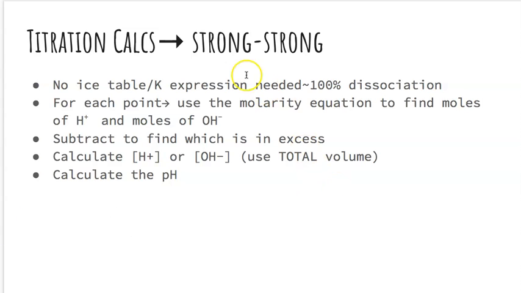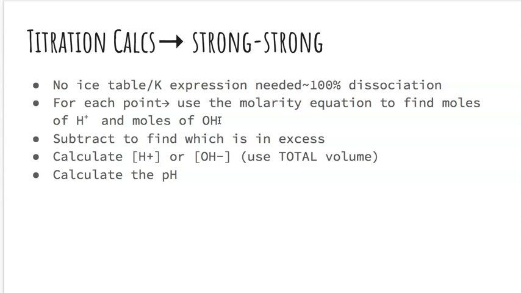Now, for a strong acid-strong base titration, I don't need an ICE table. There's no equilibrium to worry about. Everything's 100% dissociating. What we're going to do is find the moles of H+ and of OH-, and then we'll put those together effectively.